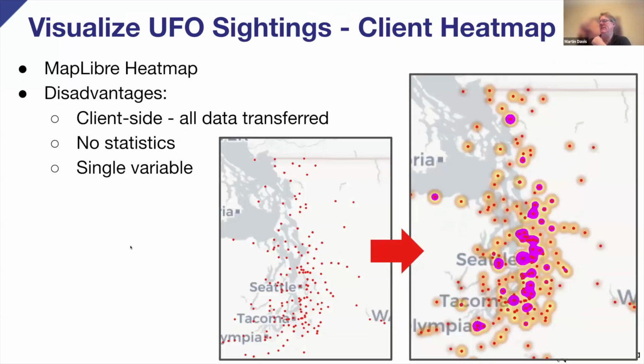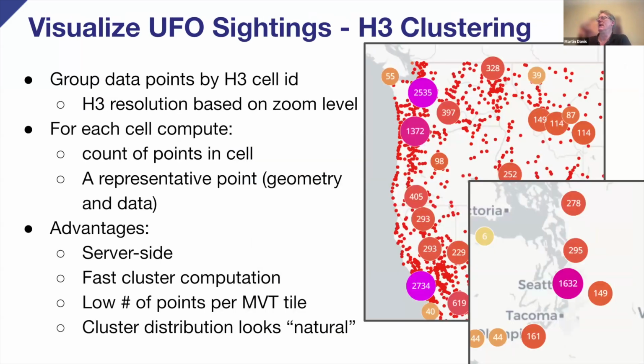So one way you can visualize point data, of course, is with heat maps. Sorry, Brian. This is a MapLibre client-side heat map that I'm showing here. The problem with that is it needs access to all the data points. So it can handle 60,000 data points, but if you had 600,000 data points, it would be too slow to use. Plus, you don't get good statistics out, and you can really only visualize a single variable.